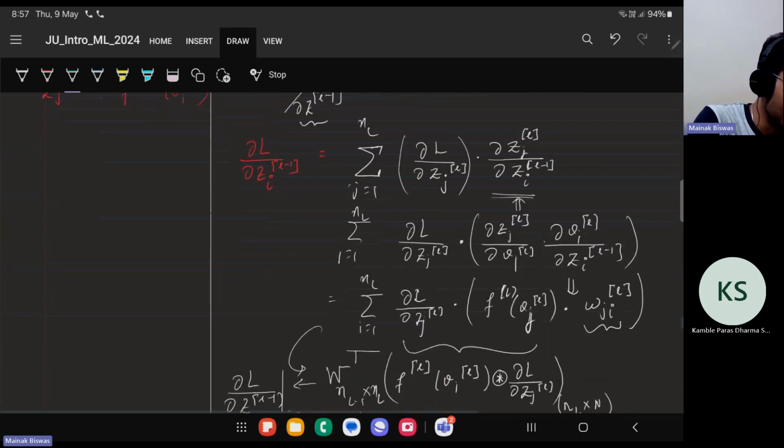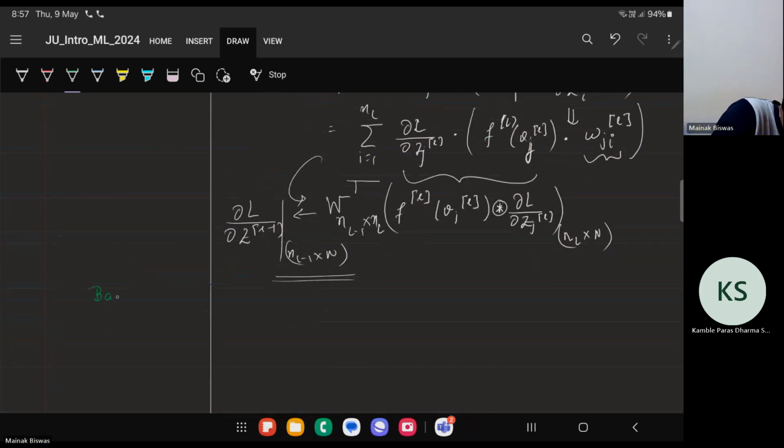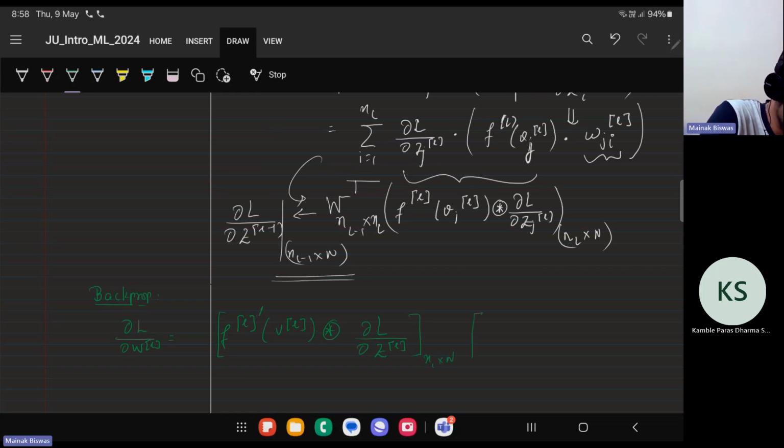So your backpropagation can be simply written as backprop for layer L. You can write this as dL/dW for layer L as F_L prime of V_L Hadamard product with dL/dZ_L, and this is your N_L cross N dimensional, times dV/dW. We did it just now.